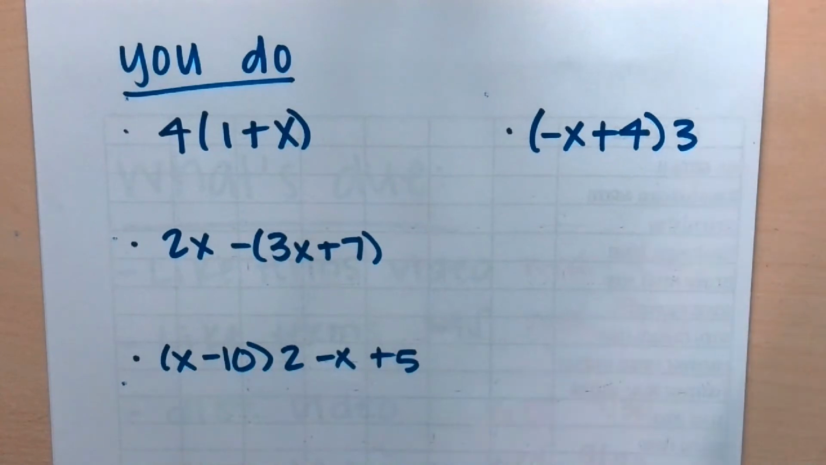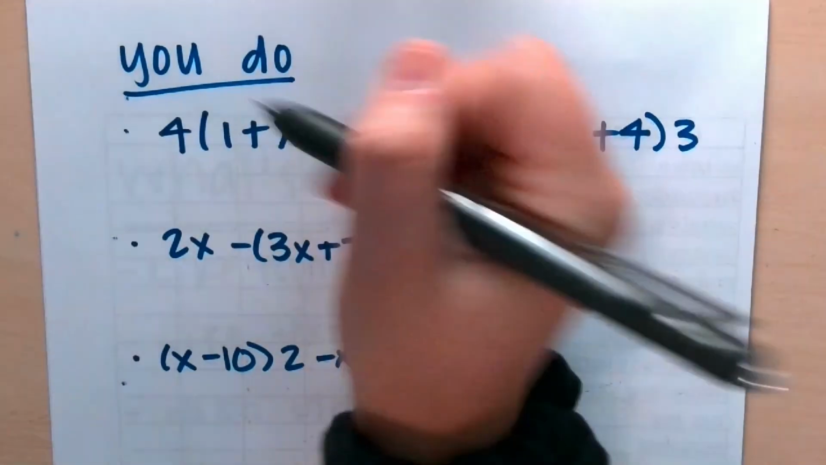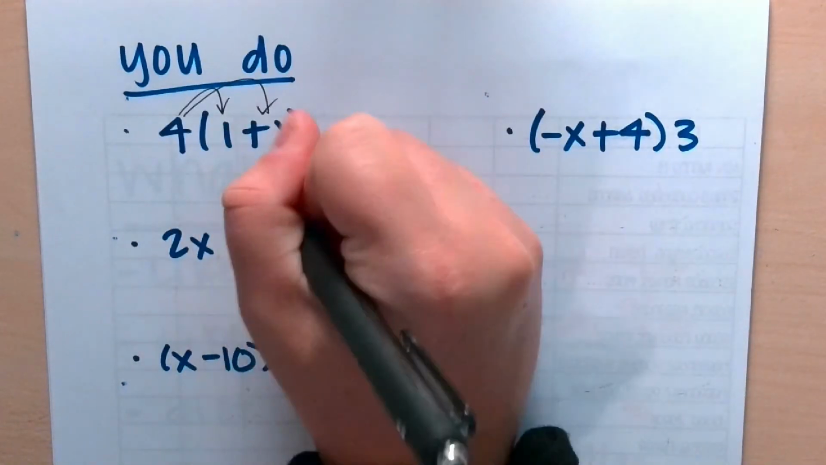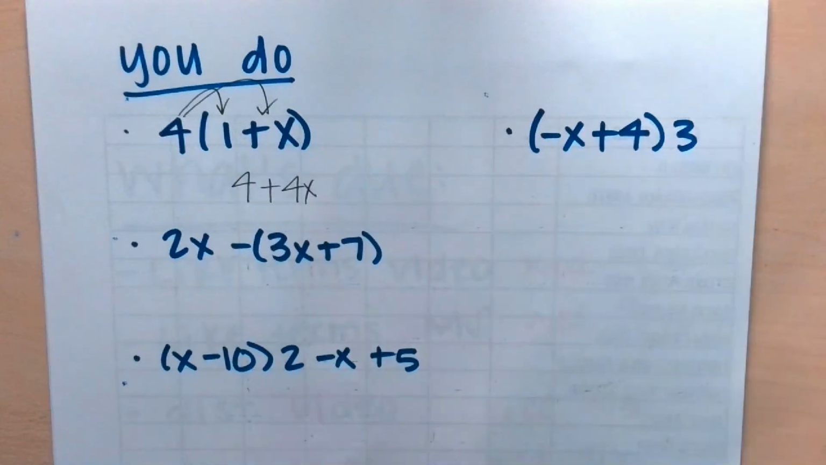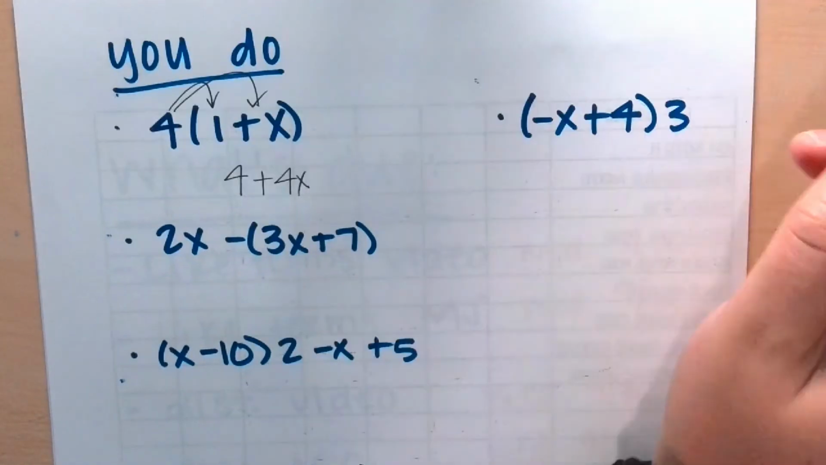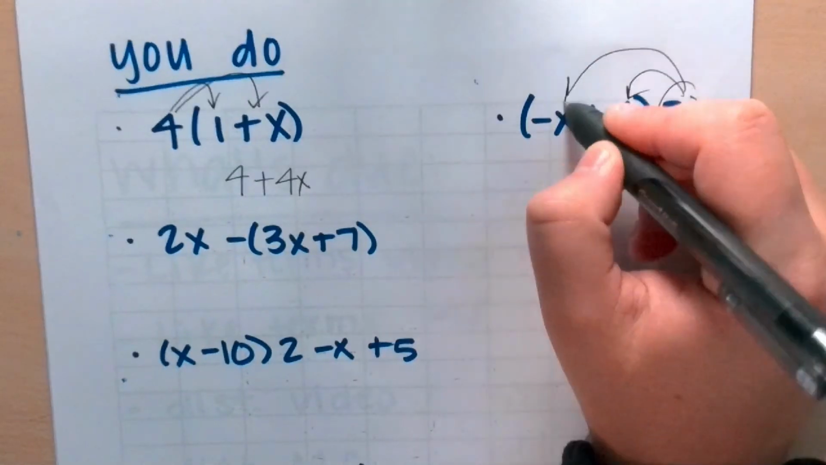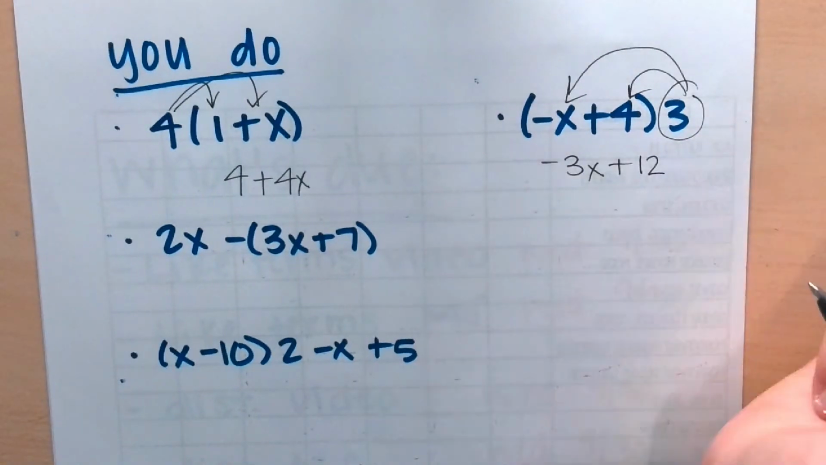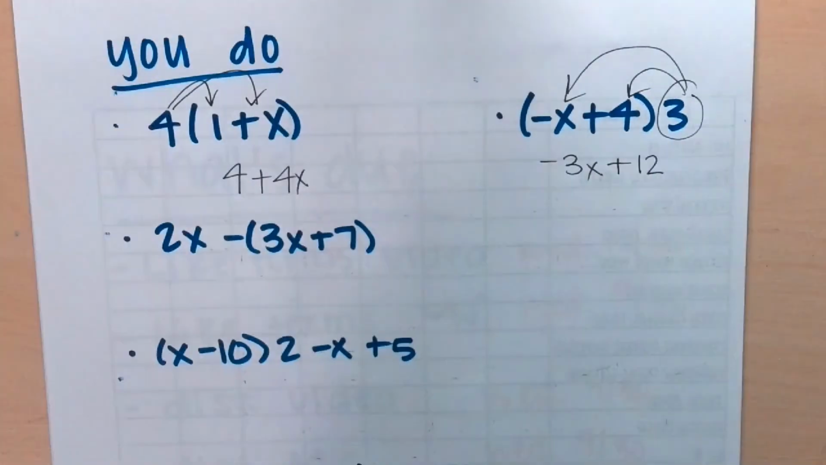You're not really solving, you're just cleaning it up. Alright, so when you solve this one, we distribute our 4, so we just get 4 plus 4x. Okay? Alright, I want you to try the second one now. Alright, we distribute our 3, we get negative 3x plus 12. Super straightforward, right? There's no extra steps to these.